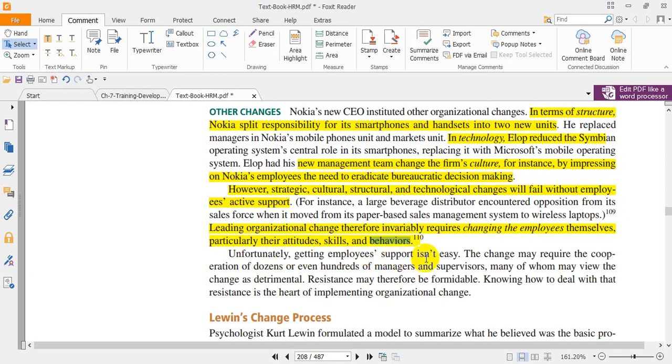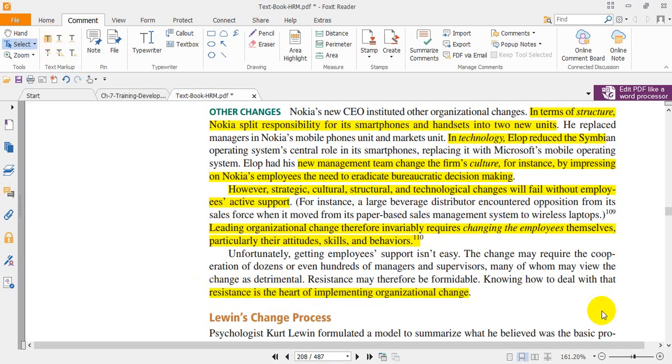Unfortunately, getting employees' support is not easy. The change may require the cooperation of dozens or even hundreds of managers and supervisors, many of whom may view the change as detrimental. Resistance may therefore be formidable. Knowing how to deal with that resistance is the heart of implementing organizational change.